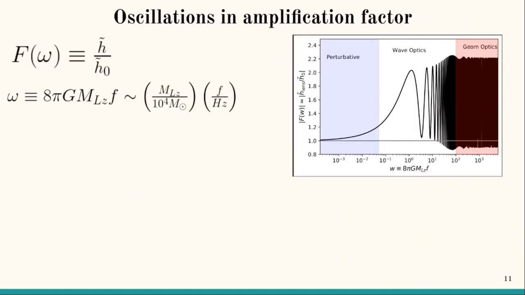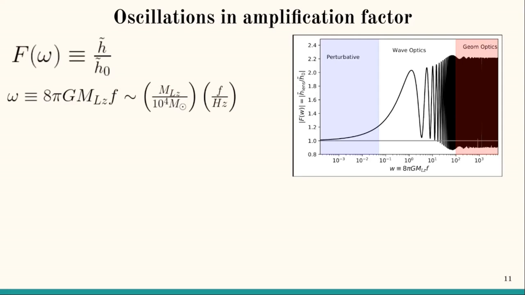Now we study the quantity that we are interested in, which is the amplification factor. Now it is plotted as a function of dimensionless frequency, which is omega. And this dimensionless frequency itself is a function of lens mass and the wave frequency. If you see on the plot, the typical features that you can see is the first peak begins at approximately omega 1, and from there you would see some oscillations. Now these oscillations mark the interference between the multiple images that form at higher frequencies.